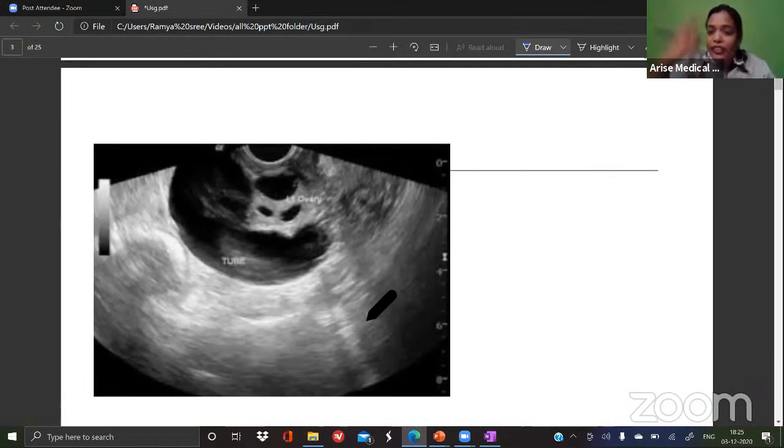Now, unlike the previous image, what is the shape of this? How does this look? This looks like some elongated sausage shape. So elongated, what is the genital structure which is elongated? That's the fallopian tube, right? So this is a distended fallopian tube, which is giving you a picture of hydrosalpinx.